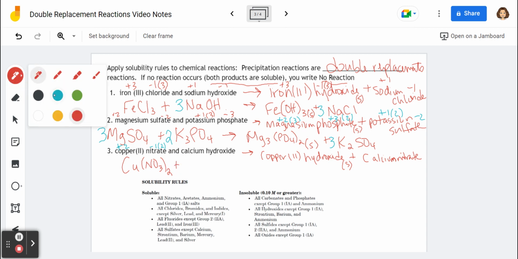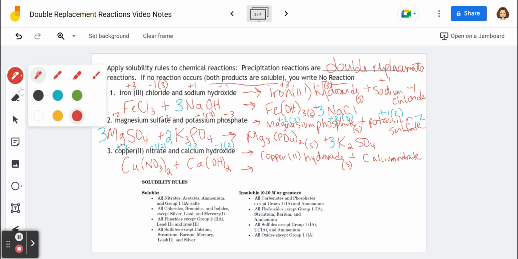Plus our calcium hydroxide. Calcium, we find it on the periodic table in group 2, so that's +2. Hydroxide is a polyatomic ion, and it's -1. Since those do not add to 0, we would multiply by 2 so that they do. And then we write our formula, Ca, I have 1 of those, and then I need 2 hydroxides, so put it in parentheses and the 2 outside.